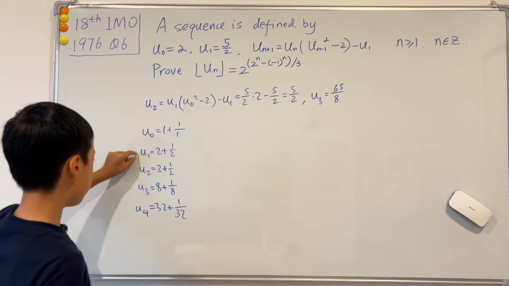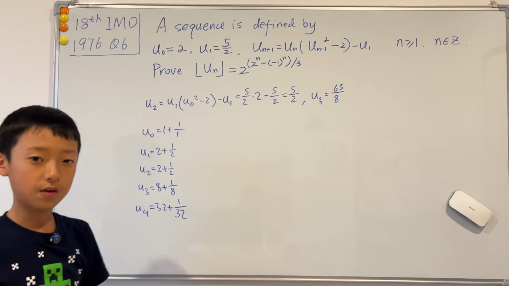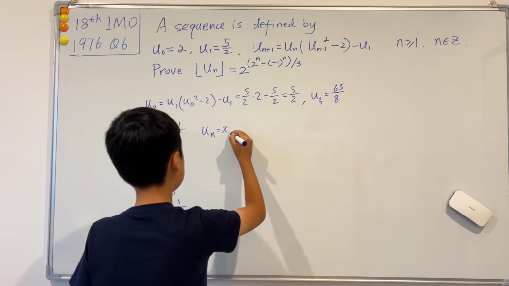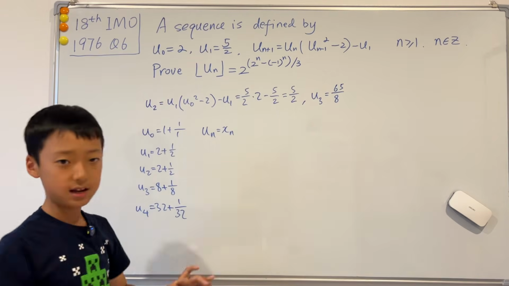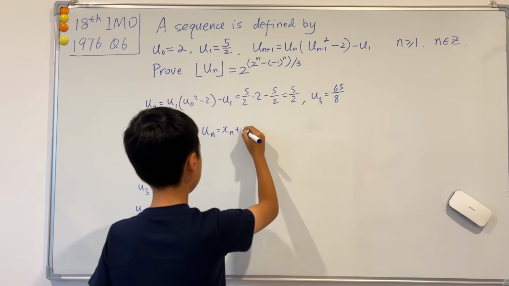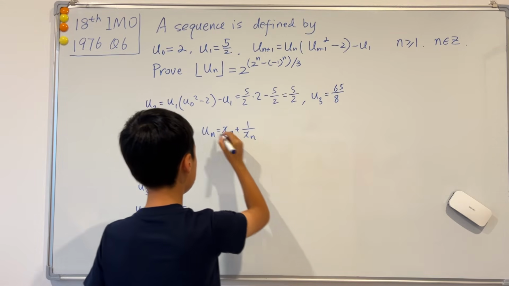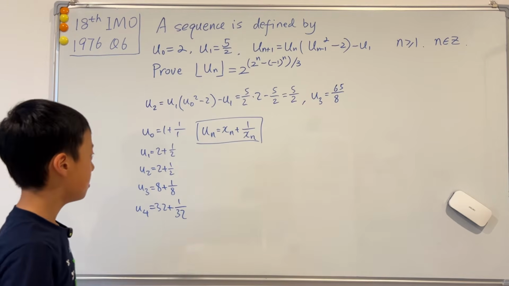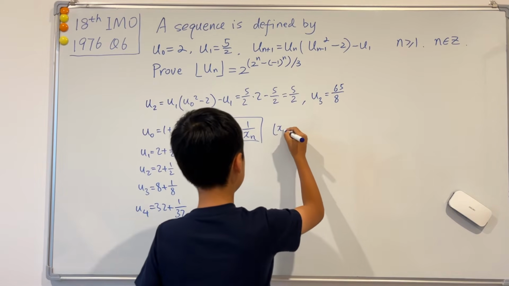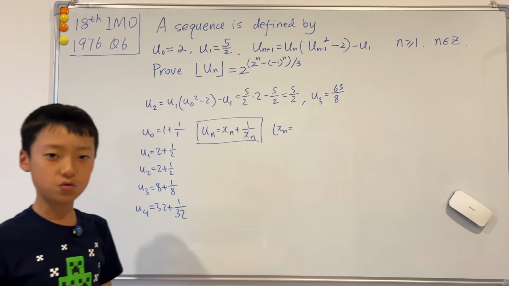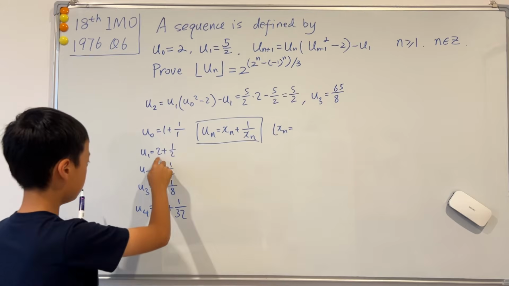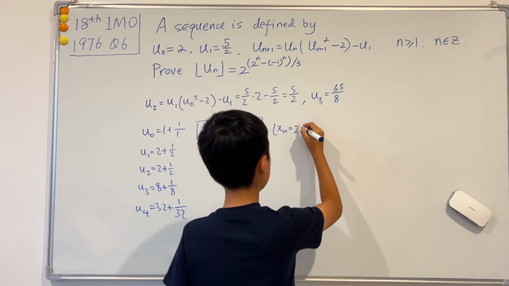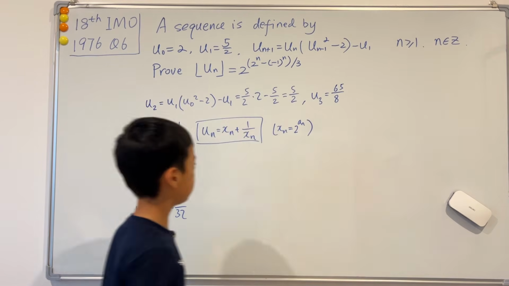So now we see there is a pretty clear form of un. So our guess is that un is xn plus 1 over xn. So basically xn is just something, and we add 1 over that same something. So this is our guess. And a second guess is that xn is probably equal to some power of 2. Because look, 2, 8, 32, all powers of 2. So it might be 2 to the power of something, an.